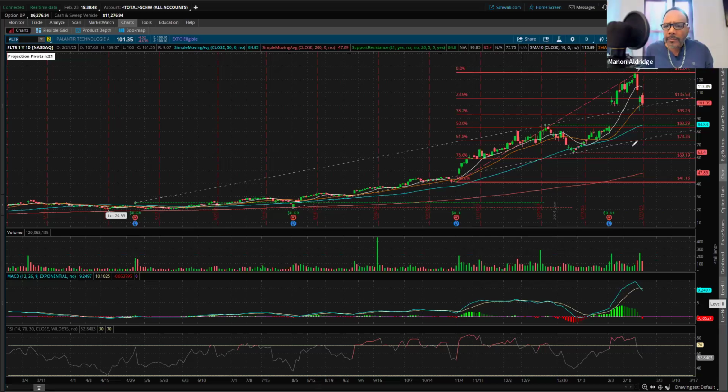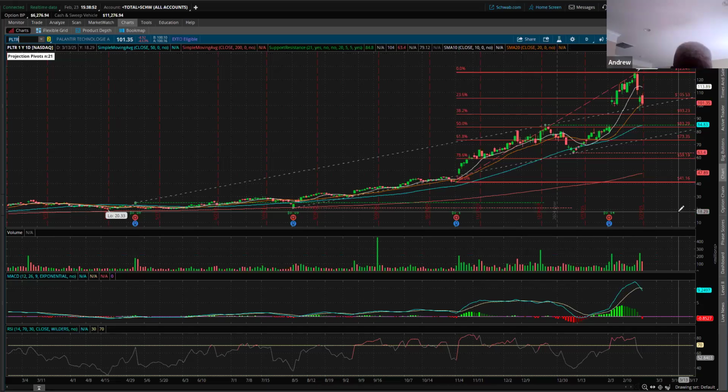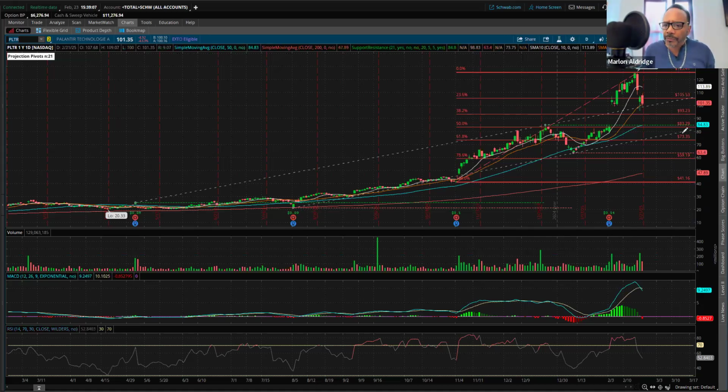I mean, it closed above 99, but if it loses that, it's gonna do a drop. It's right at that 23%, right around that. And actually that 105 is where it stayed at, somewhere in that range.